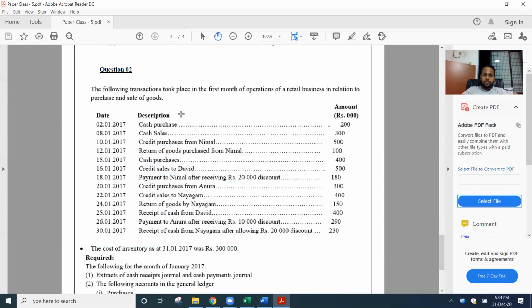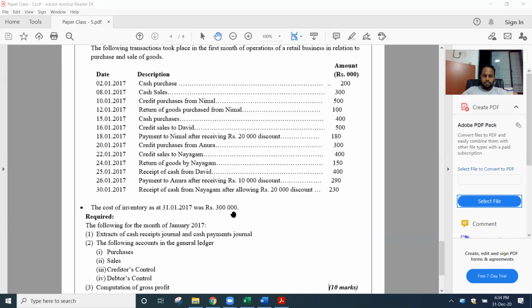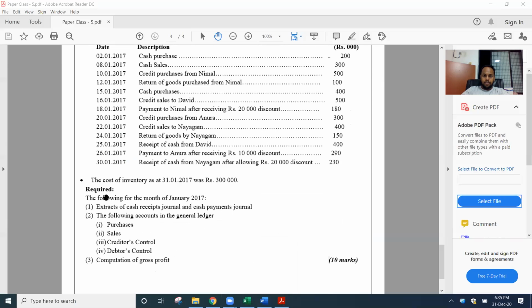The following transactions took place in the first month of operations of a retail business in relation to purchase and sale of goods. Requirement: cash receipt journal and cash payment journal, and the following accounts in the general ledger.